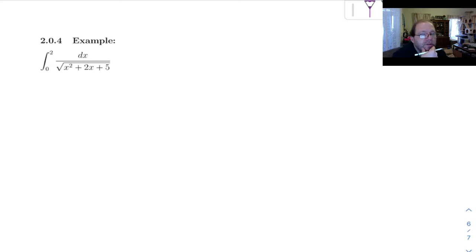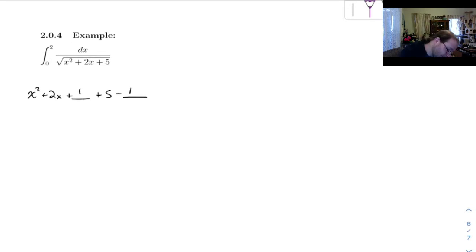Okay, here we've got a trig subproblem, and unlike the others, this one has some endpoints on it. So let's go ahead and get started. We've got to complete the square here, and I think this one's going to be nice because x squared plus 2x plus blank plus 5 minus blank. If you take half the 2 and square it, you get 1. So the thing under the radical becomes x plus 1 squared plus 4.